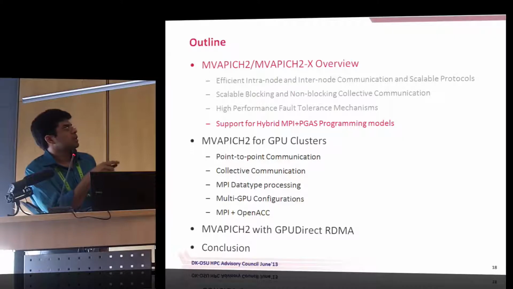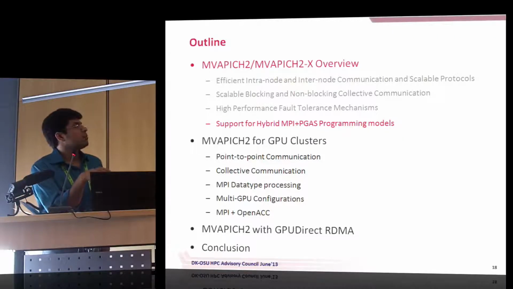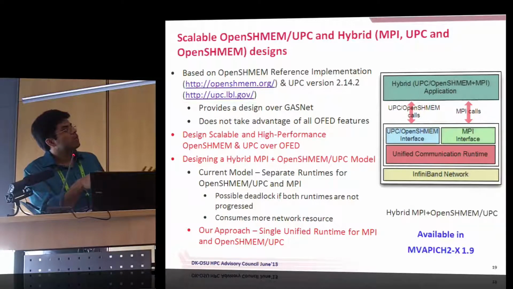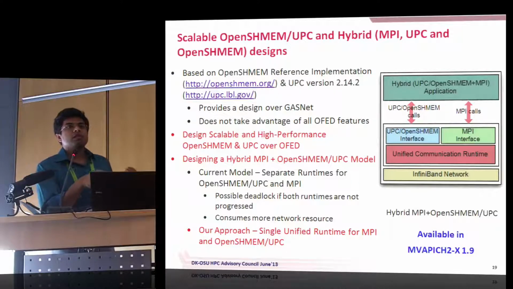Let's briefly touch upon the support that MVAPICH2 has for the hybrid programming models before moving on to what we do for GPU clusters. MVAPICH2 has support for hybrid programming models like UPC, OpenSHMEM plus MPI. What is the advantage of using such a hybrid one instead of just MPI or OpenSHMEM? As you know, OpenSHMEM and UPC, those kind of PGAS programming models, are good for certain things which MPI cannot do. But the implementation leaves much to be desired.